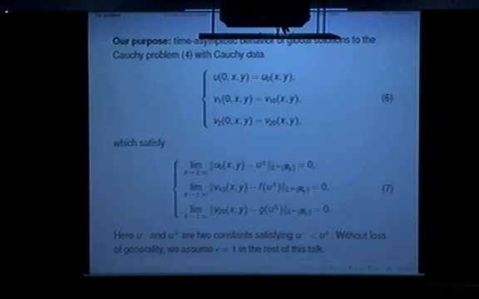Here the 2 positive constants u minus and u plus satisfy this condition: the left far field is less than the right far field. What we are interested in is the large-time behavior of solutions, so we can assume epsilon is a fixed constant in our analysis. We can assume epsilon equals 1 in the rest of this talk.